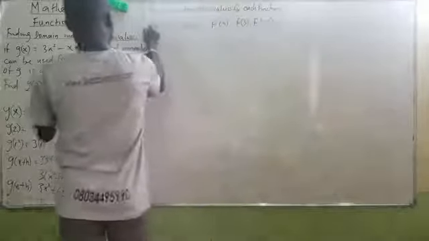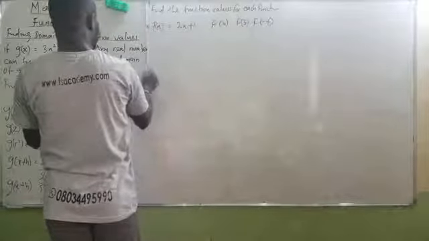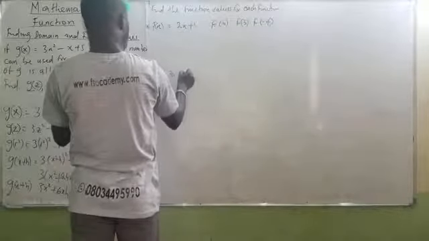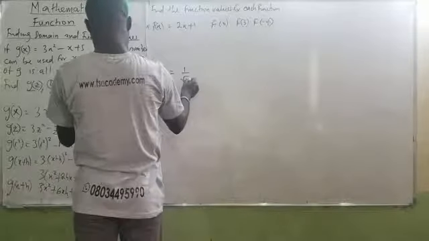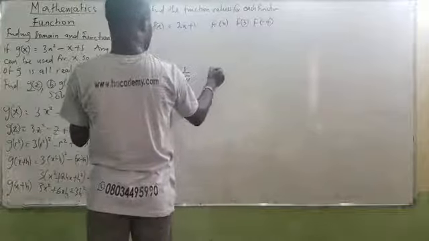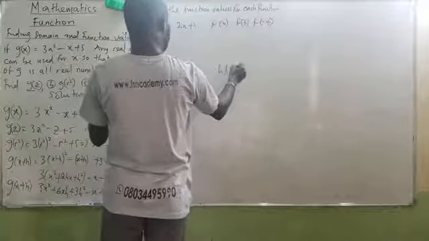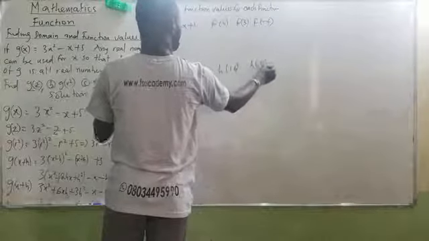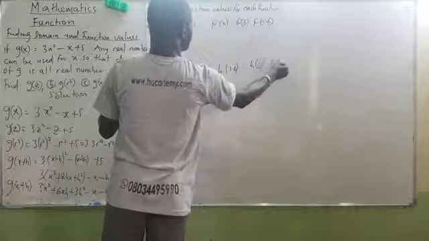And another one, we have h of b equals 1 over root of b. We have h of 1 over 64 and h of 1.